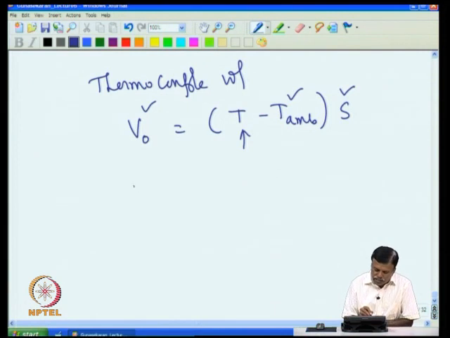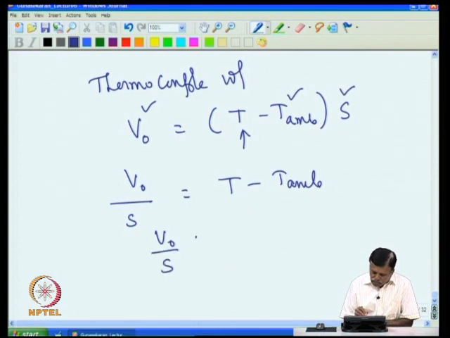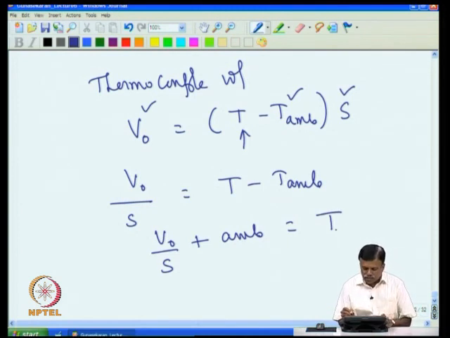Normally the output voltage divided by the sensitivity gives you T minus T ambient, and T ambient is known. So V0 by S plus T ambient, I add, that gives me the actual temperature of the junction, the actual temperature to be measured. So we measure ambient temperature separately and add it with the output voltage given by the thermocouple, of course considering the sensitivity, and then you will get the actual temperature. So this is what is to be done.